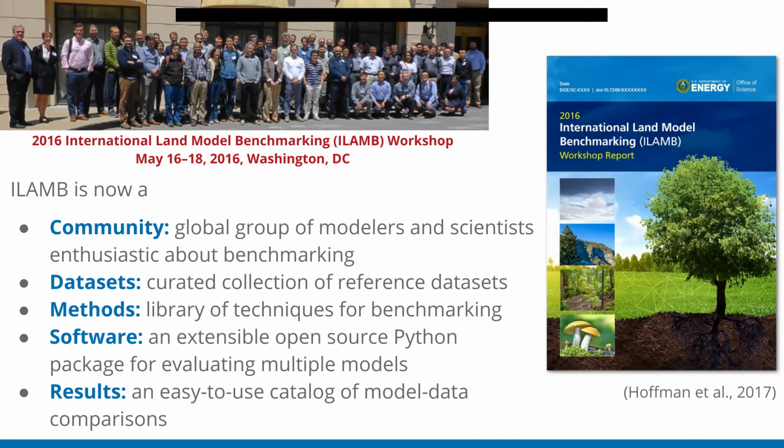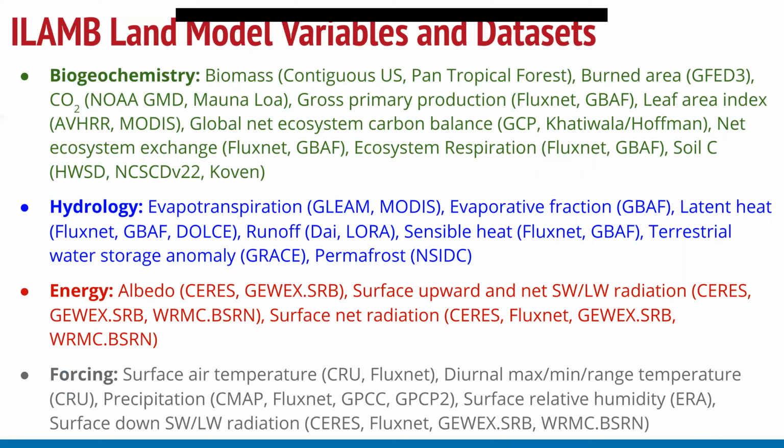Now ILAMB includes a number of variables and data sets for those variables against which it compares model results. These fall in the categories of biogeochemistry, hydrology, energy, and forcing. So for biogeochemistry, we, for instance, have a number of data sets with different spatial domains for biomass. We have a burned area data product, CO2, gross primary production, leaf area index, global net ecosystem carbon balance, net ecosystem exchange, ecosystem respiration, and soil carbon.